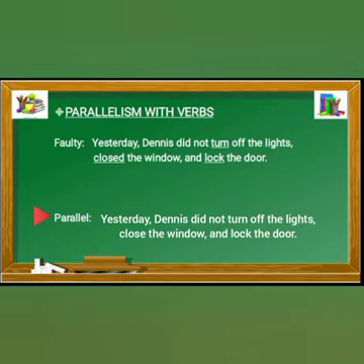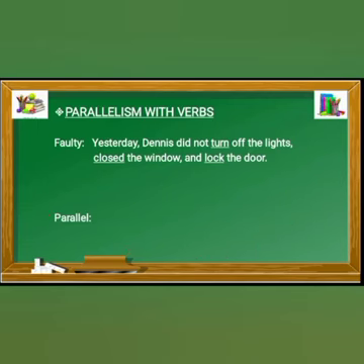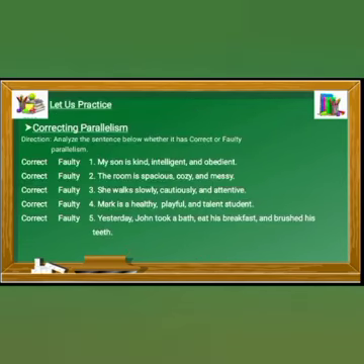Yesterday, Dennis did not turn off the lights, close the window, and lock the door. The verbs turn, close, and lock are all in the present tense. Alright? Now, let us practice on correcting parallelism. Direction. Analyze the sentence below, whether it has correct or faulty parallelism.